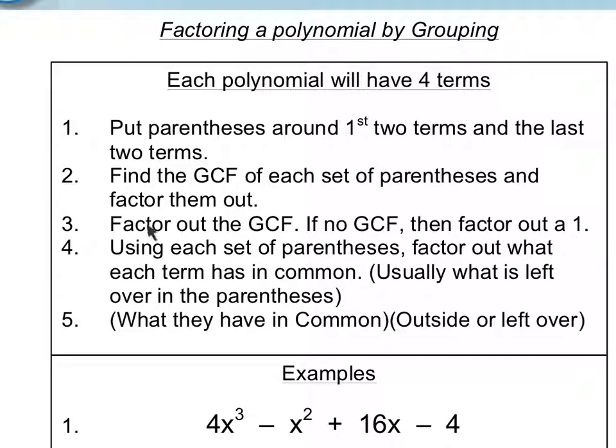Then we factor out the greatest common factor. If there is no greatest common factor, a reminder, you factor out a 1. You're going to start to see that in these examples today. So using each set of parentheses, factor out what each term has in common. Then what they usually do here at the end: the first set of parentheses is what they have in common, and the second set of parentheses is usually outside, or what they have left over.